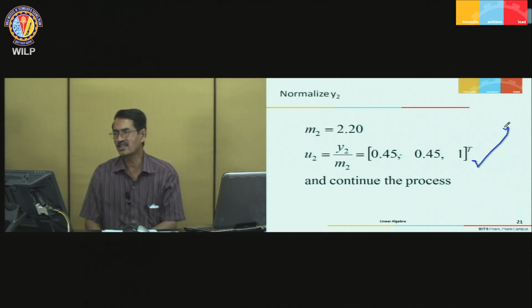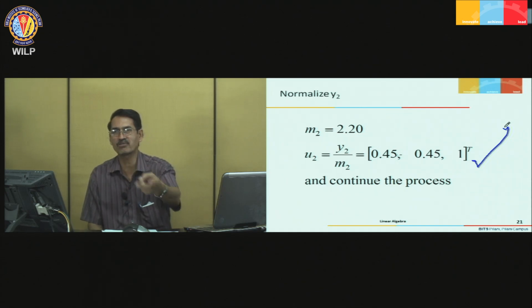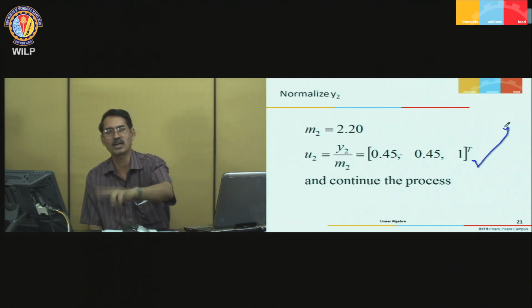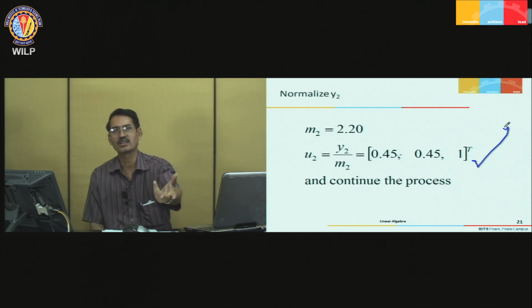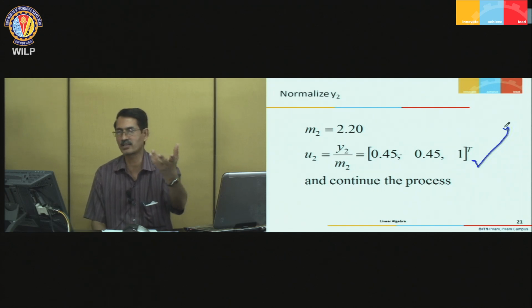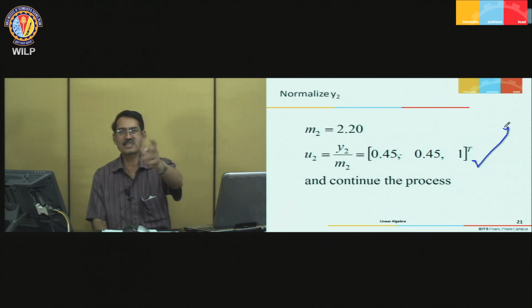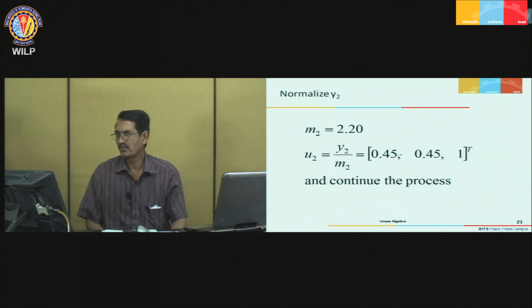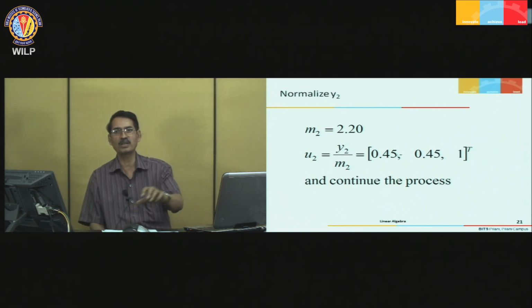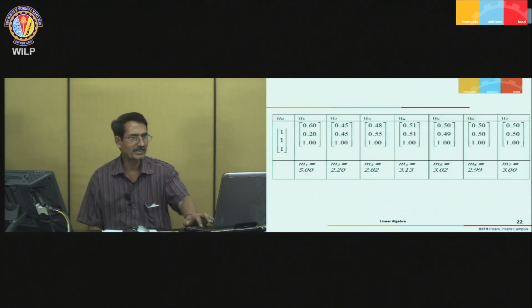Then continue this process, meaning now calculate A into u2. See what happens. If it is in normalized form, it is well and good. Otherwise, you convert this column vector again into normalized form, and continue this process until the changes in the M's become negligible. Let us see how. We calculate M1, M2, M3, M4, and u1, u2, u3, u4, and then look at this table.